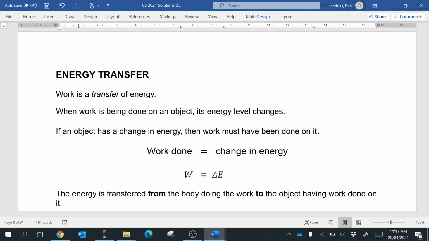Hello and welcome back to another Physical Sciences 3 lecture. This time we're looking at energy transfer, and we're talking about work as a transfer of energy. So work is a transfer of energy.